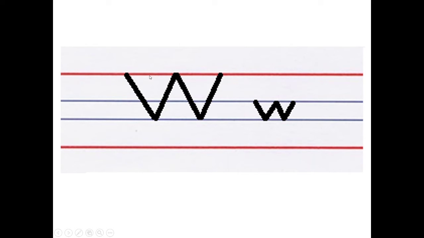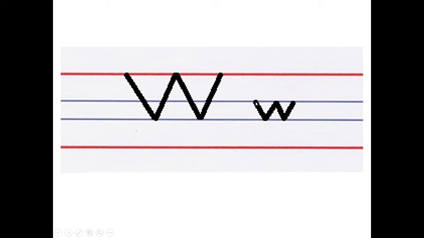The W capital comes between the first and the third line. W small comes between the second and the third line. Now, W capital, we go down, then we go back up. Then we go back down, then we go back up. 1, 2, 3, 4.